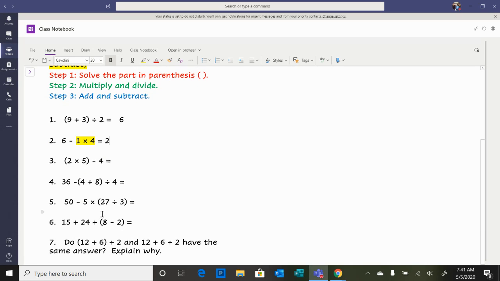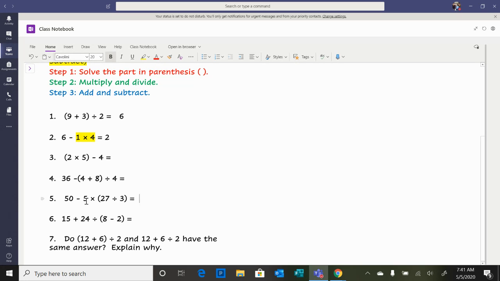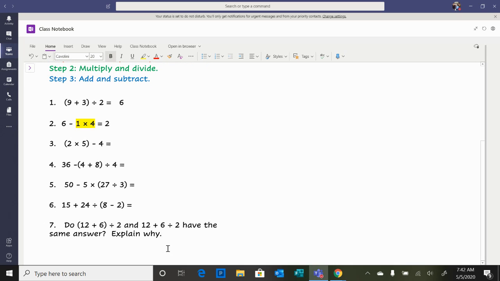All right. Let's go down to this one, because here's another one where we're getting crazy answers. I start in the parentheses. 27 divided by 3. That's 9. Now I multiply. 5 times 9 is 45. And then I have 50 minus 45, and I get 5. This one I talked about. Let's go down to 7. I talked about 7 yesterday in our class meeting.